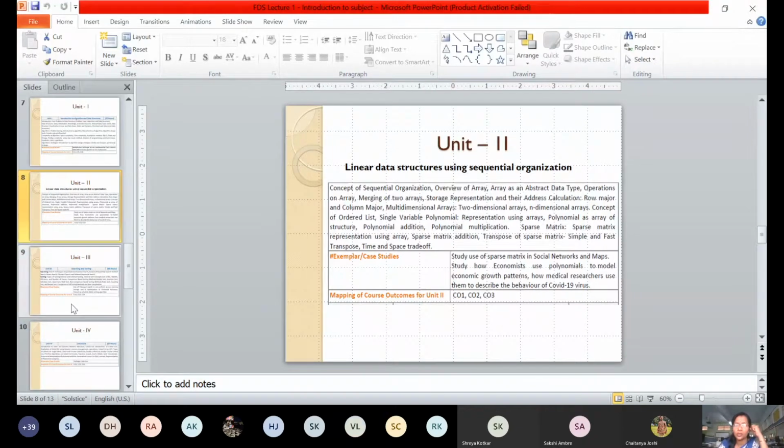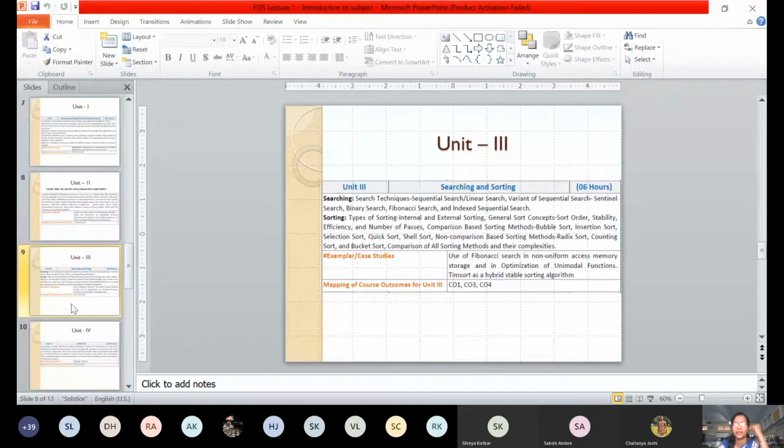Then moving to the next unit, that is unit number 3. Do you remember one of our course objectives? It was to learn various searching methods and sorting methods with their pros and cons, right? So unit number 3 is specifically talking about different searching techniques and sorting techniques which are available in the data structure. Just to name a few, there are many searching techniques like linear search, binary search, Fibonacci search, indexed sequential search, and so on.